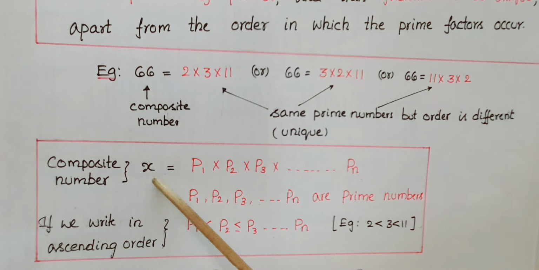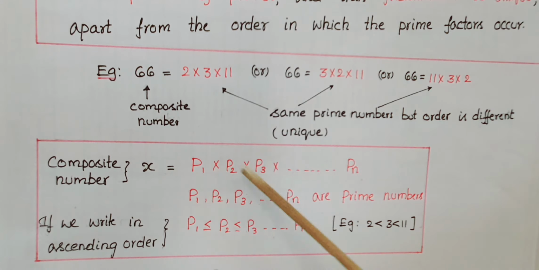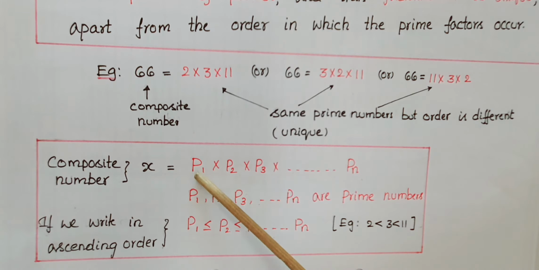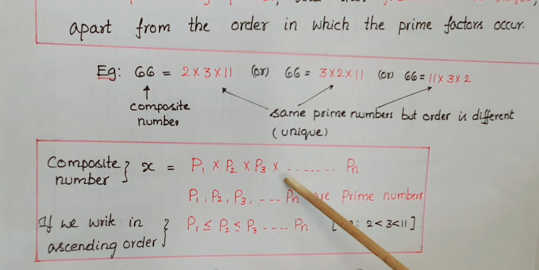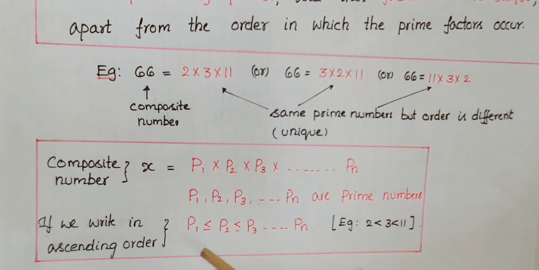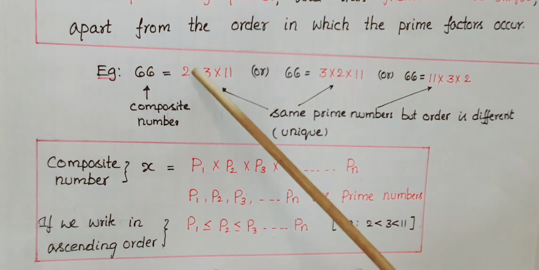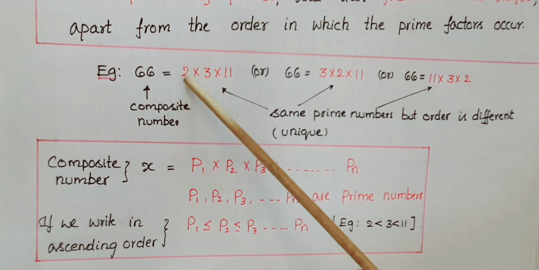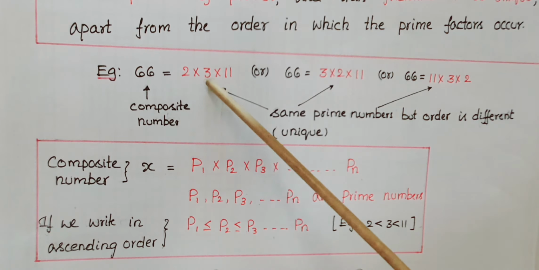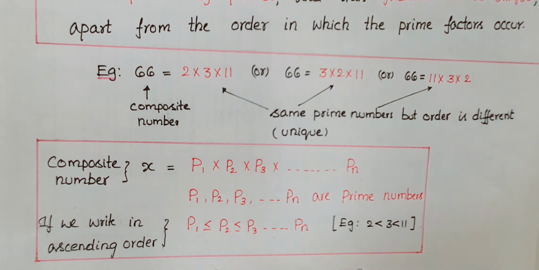If you take x as a composite number, we can express this composite number x as a product of prime numbers, p1 into p2 into p3 and so on till pn, where p1 is less than or equal to p2, less than or equal to p3, and so on till pn, because we are writing the prime numbers in ascending order. For example, 66 we can express as 2 into 3 into 11, so here 2 is less than 3, which is less than 11.